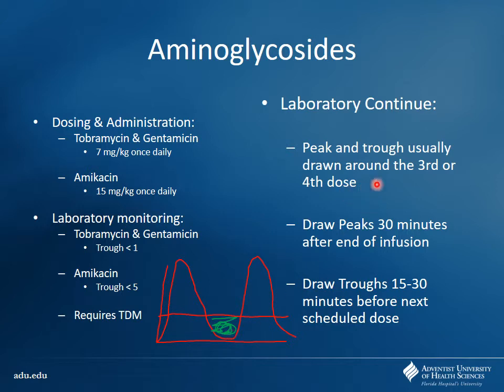So usually we'll check a level around the third or fourth dose or so. There are some rare occasions where we may check peak levels, but it's more common just to do troughs these days. And so again, that's what you're going to monitor for. We do it before the third or fourth dose because again, we would be at steady state if the patient is accumulating drug at all.